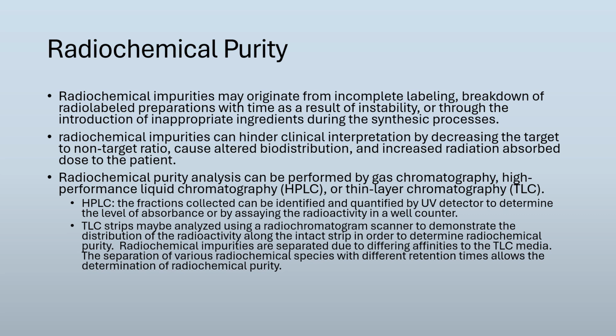Radiochemical impurities may originate from incomplete labeling, breakdown of the radiolabeled preparations with time as a result of instability, or through the introduction of inappropriate ingredients during the process. Radiochemical impurities can hinder clinical interpretation by decreasing the target to non-target ratio. A lot of times you'll end up with other radionuclides that are bound in there that are not what you want. This can also cause altered biodistribution and increased radiation absorbed dose to the patient.